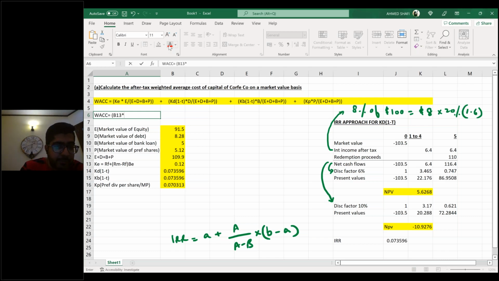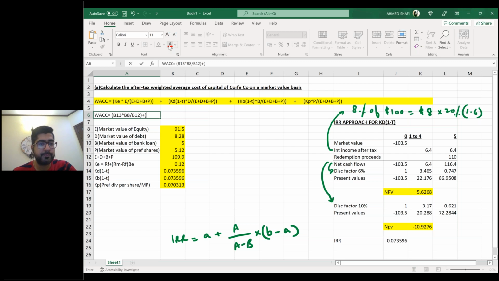Into E. E is in cell B8 over E plus D plus B plus P. This is in cell B12. First bracket is done: K B13 into E B8 over all four B12.